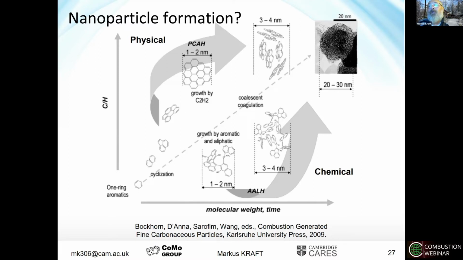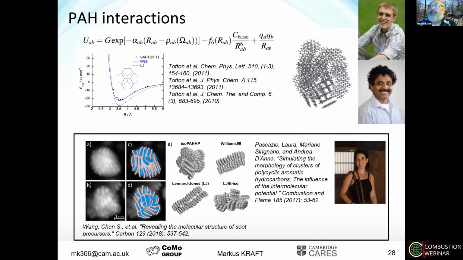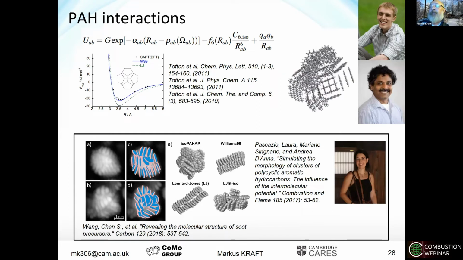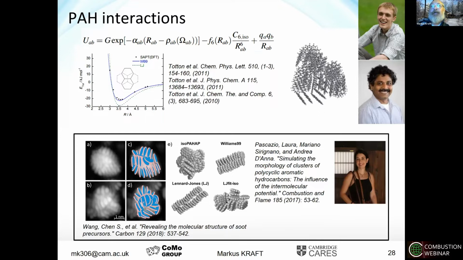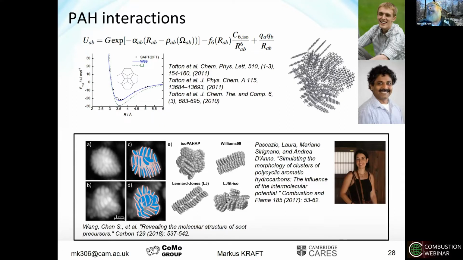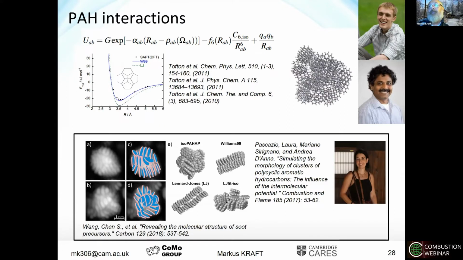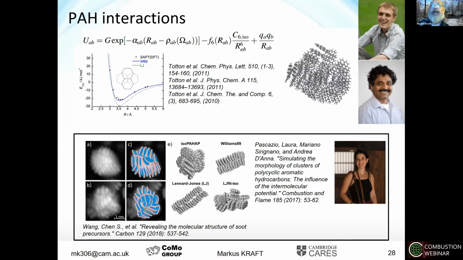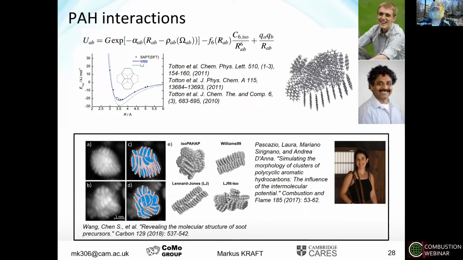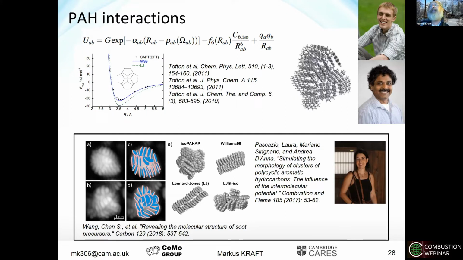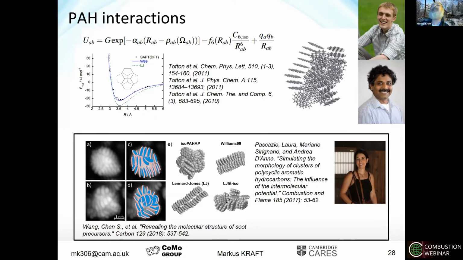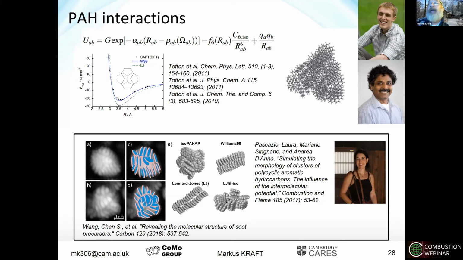Okay, so now I had a student, Tim Totton, and at that time there was Alston Misquitta from theoretical chemistry in Cambridge. So we decided, let's work out a potential that is able to describe the dispersion forces. So we came out with an anisotropic potential, which we then fitted to the isotropic case, and this potential is called isoPAHAP.